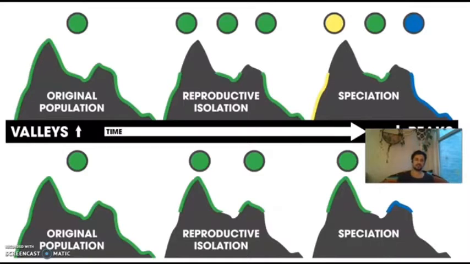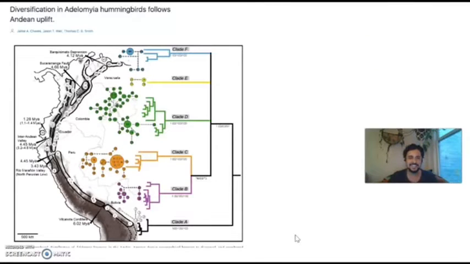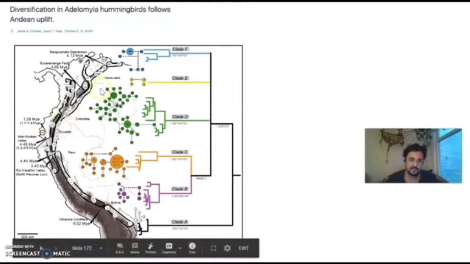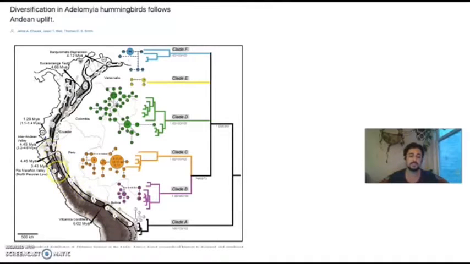So what do you think? Do you think you would have more or less diversity in an area that had more mountains and valleys? Let's look at this example of Adelomia hummingbirds in the Andes. In this example, you can see that along the Andean mountains, where you have a ton of different mountain peaks and a bunch of different valleys, you have also a huge diversification of these hummingbirds.